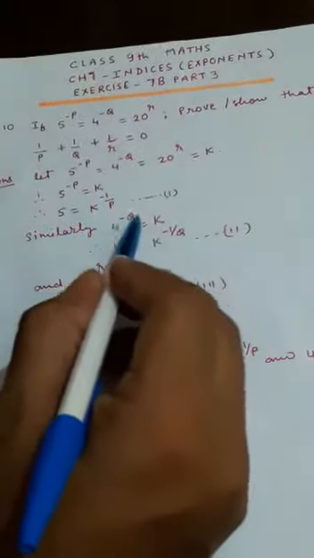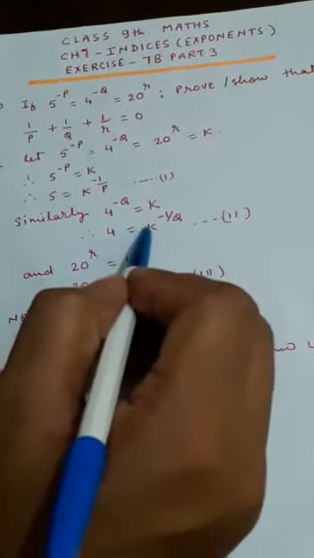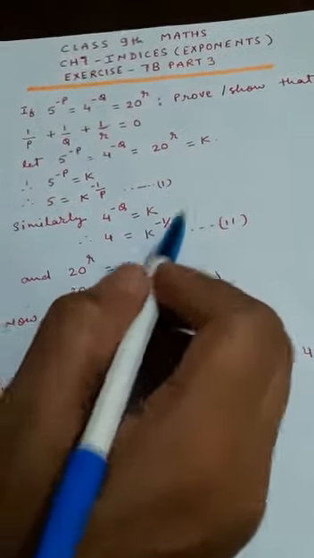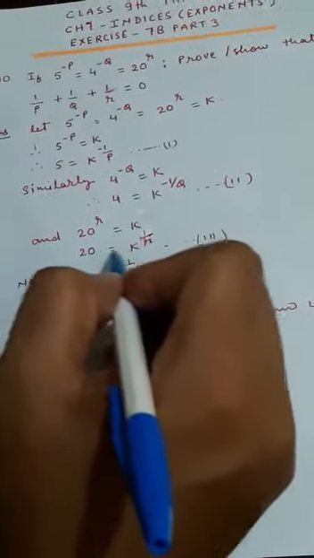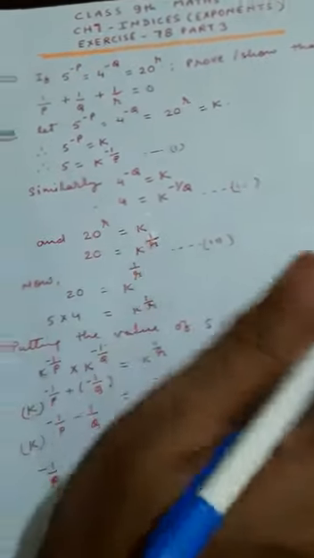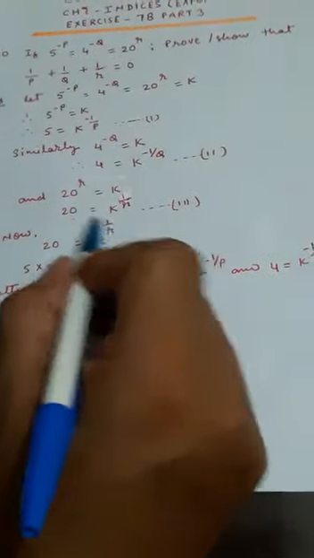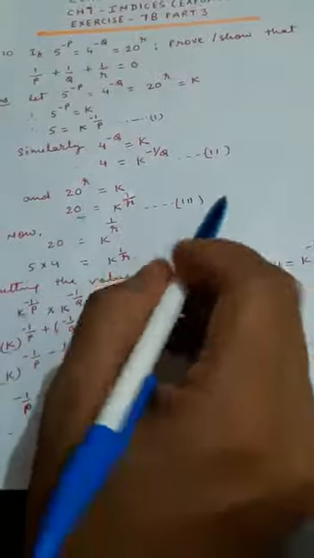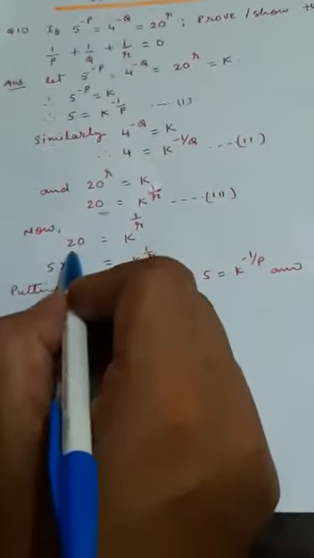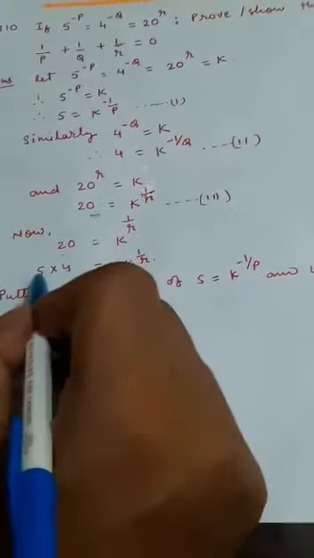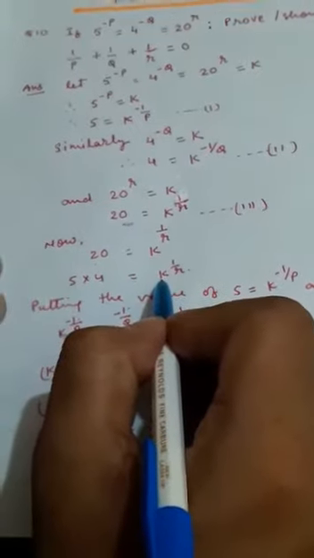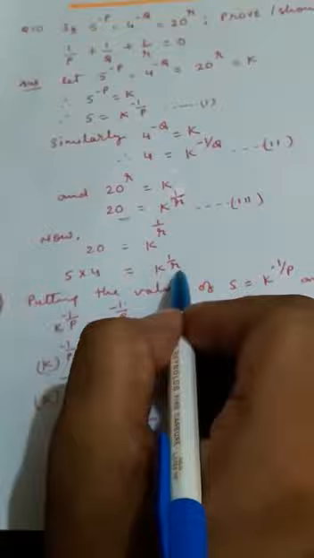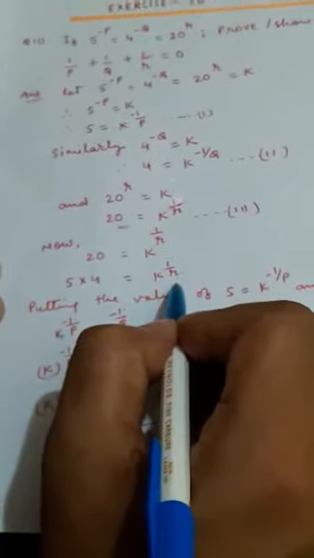Similarly, 4 power minus q is equal to k. So 4 is equal to k power minus 1 by q. And 20 power r is equal to k. Therefore, 20 is equal to k power 1 by r. Now, 20 equals k power 1 by r. It is already given. So, how will we write down 20? 5 into 4 is equal to 20. That is equal to, we got it here, k power 1 by r.